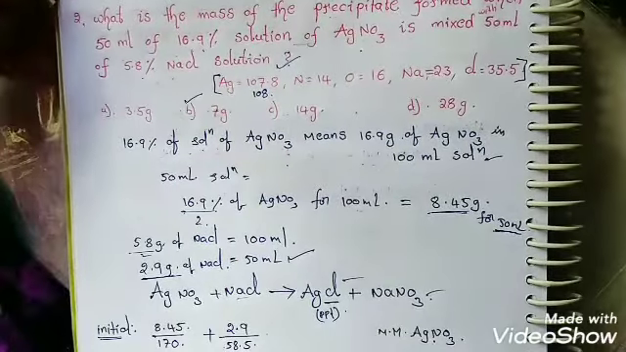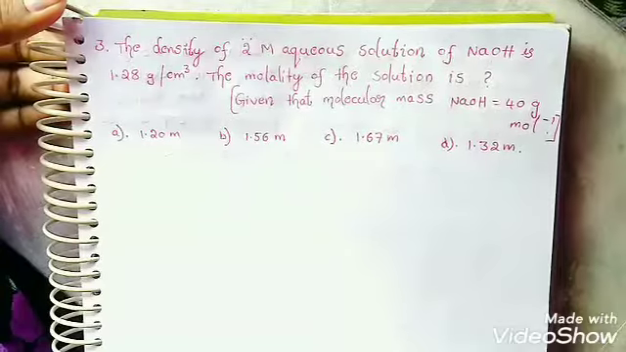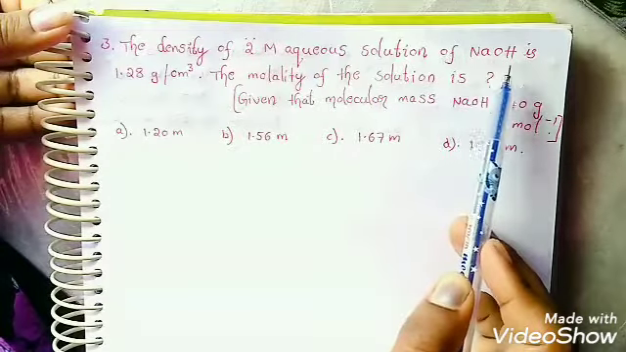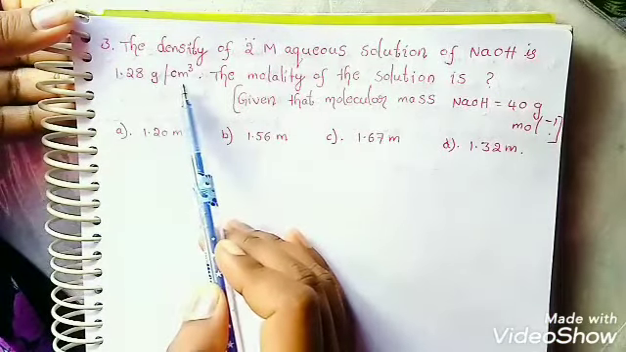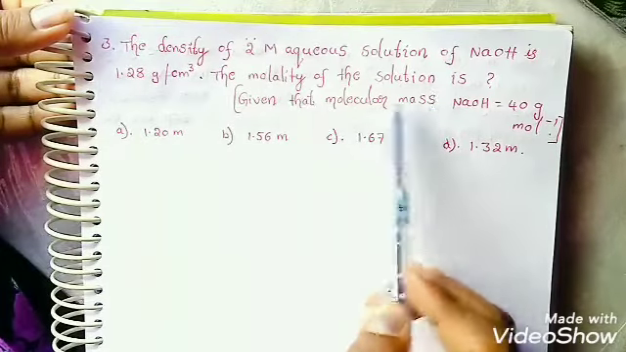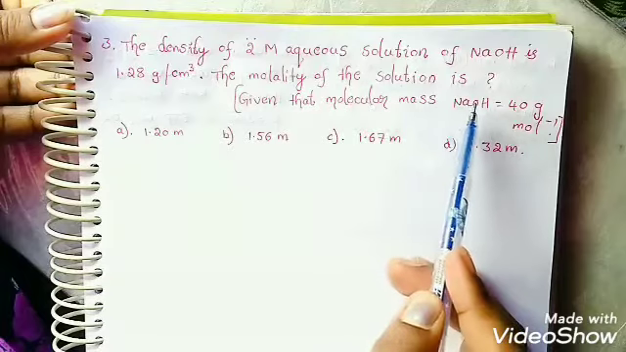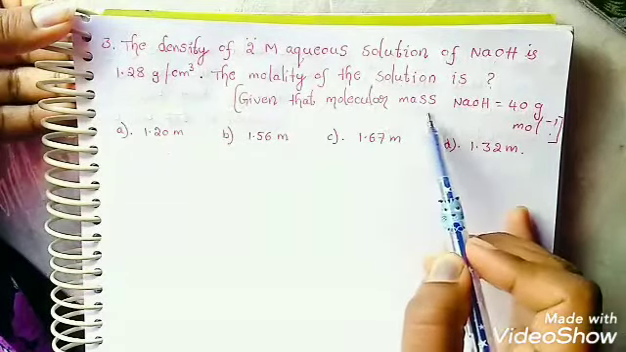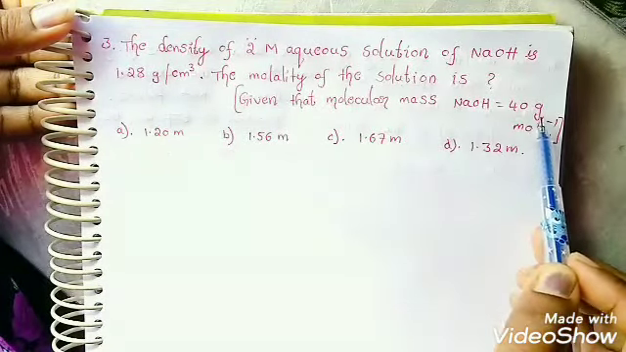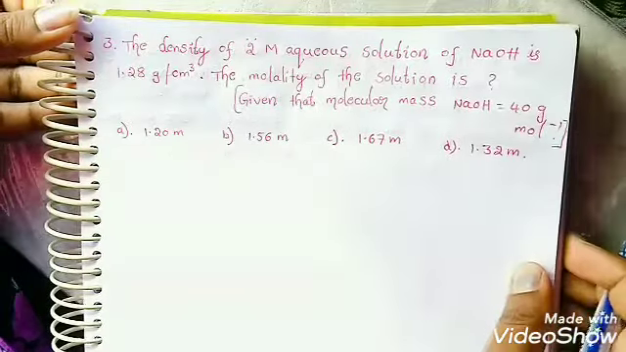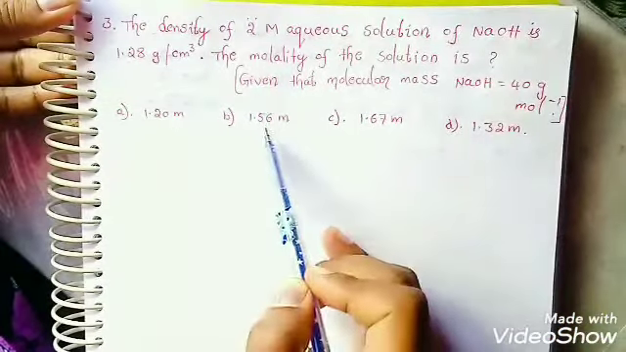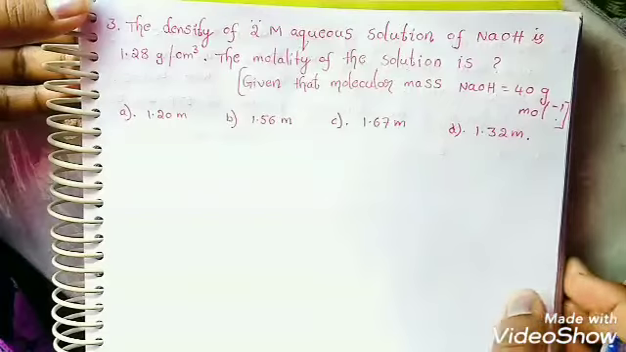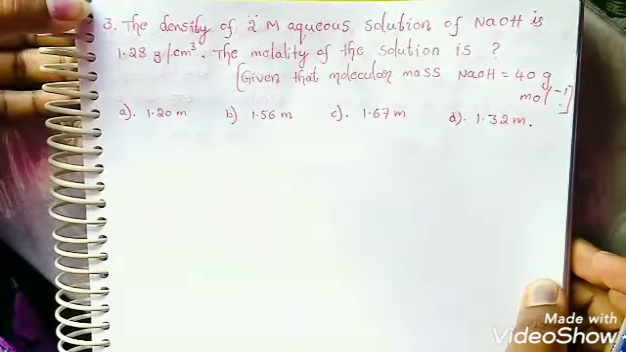Let's start the third example. See the question, students. The density of a 2 molar aqueous solution of NaOH is 1.28 gram per centimeter cube. Then the molality of the solution is. Here you have to find out the concentration of the solution, students. In the question they have given the molar mass of NaOH, that is 40 grams per mole. Then see the options: 1.20, 1.56, 1.67, 1.32. Let us get into the solution.